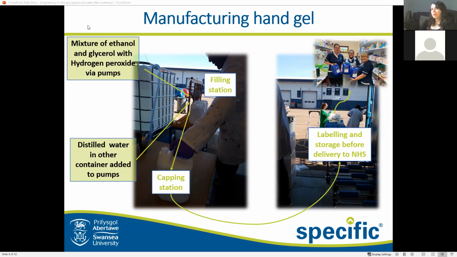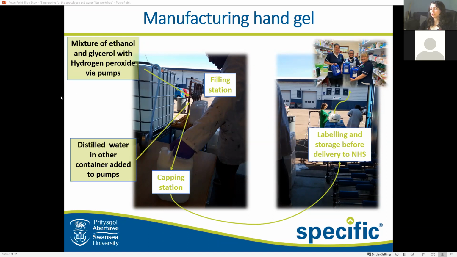So what is it made up of? The hand gel I'm currently making is a mixture of ethanol, which is an alcohol-based solvent, with glycerol, and then hydrogen peroxide. In here we have our batch of ethanol and glycerol. This is actually a 500 litre container. We get through this every single day at the moment, so it's pretty good. We're pumping the stuff out. And then we have some pumps over here to pump in our hydrogen peroxide.